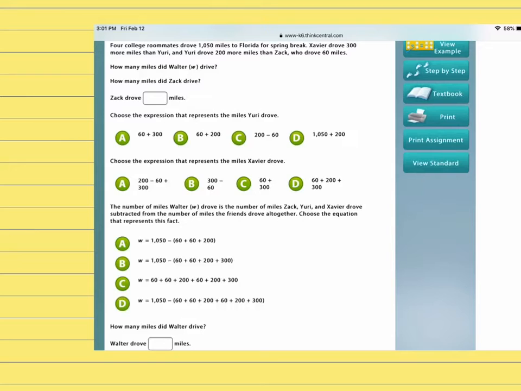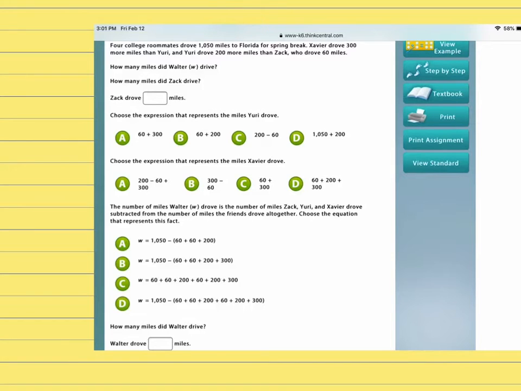4 roommates drove 1,050 miles to Florida for spring break. Xavier drove 300 miles more than Yuri, and Yuri drove 200 more than Zach, who drove 60 miles. How many miles did Walter drive? How many miles did Zach drive? On this kind of problem, for sure we're going to have to draw a model to model the problem and figure it out.